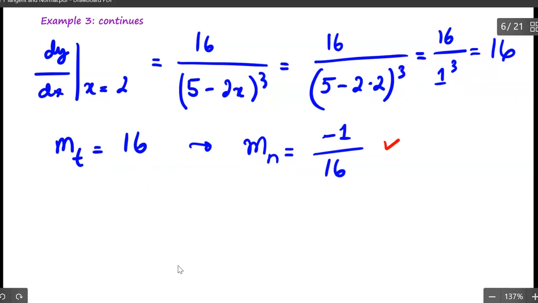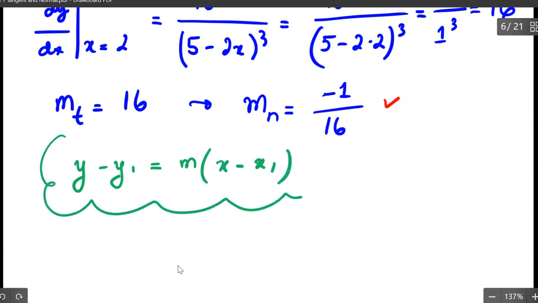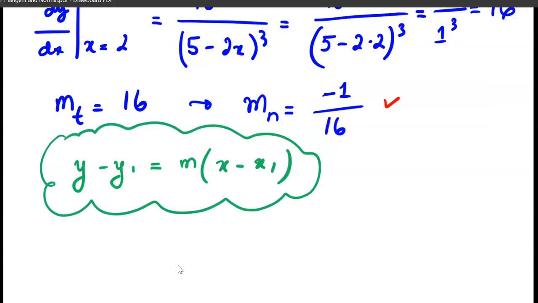If we talk about finding the equation of a straight line, we need to have y minus y1 equal to m times (x minus x1). This is the point-slope form of the equation to figure out the equation of a straight line. And if you use this, you need to have the coordinates x1 and y1.